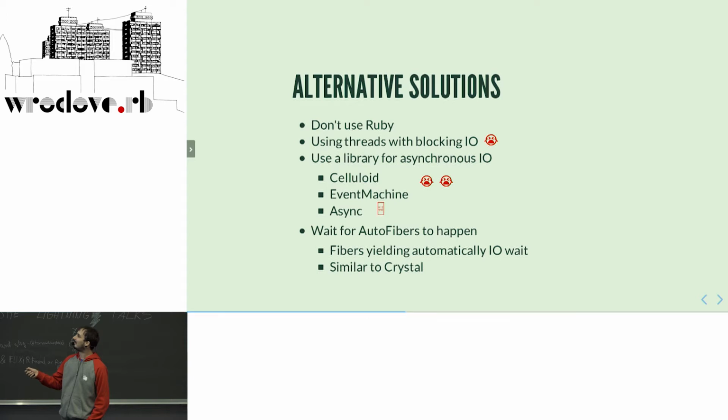I don't have the font of the like emoji, but it should be a like emoji. Then we can have auto fibers, which are also cool because fibers were already explained, so I'm not going to do that. They are automatically yielding on I/O wait. Normal fibers don't do that. Until you yield your context, they will just run, and you need to explicitly yield. With auto fibers, this will happen automatically if you have a sleep or wait or IO select call inside the fiber. It's very similar to how Crystal implements concurrency.